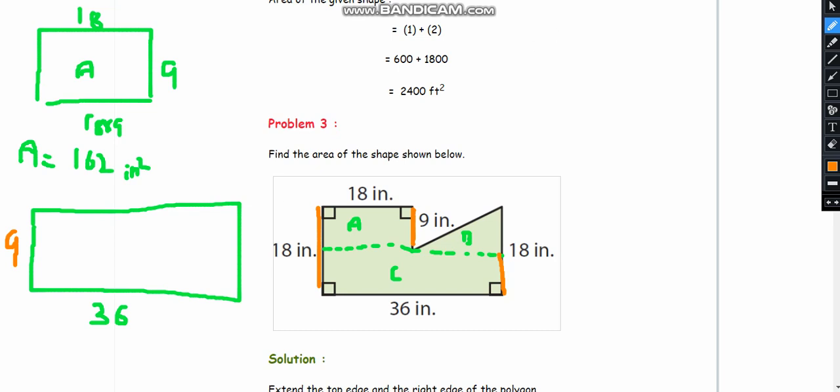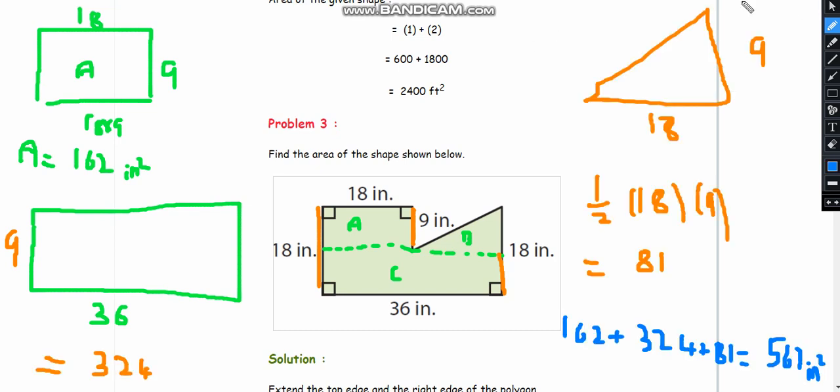And then 9 times 36. Okay, so I'm just after realising I only have 15 seconds left. So, that rectangle, 9 by 36, is 324, and then this triangle here was an 18 by 9, which is 81, and then we add the 3 shapes together to get 567.